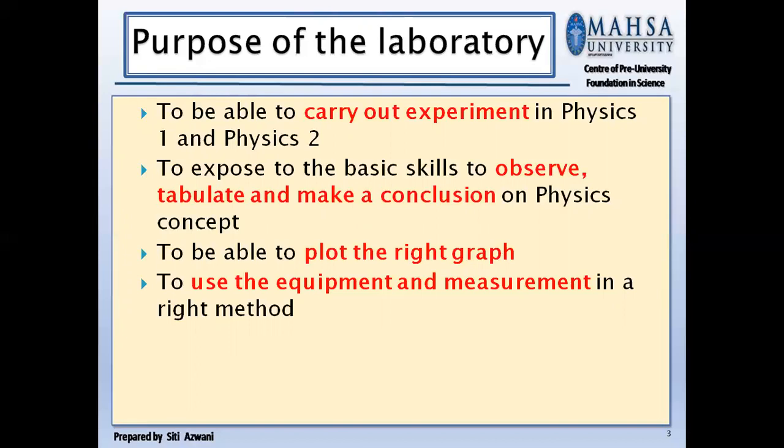For example, you have an experiment to calculate the acceleration due to gravity. The constant value of the acceleration due to gravity is 9.81. So you need to do your experiment, and you must have the skill to observe, to write the data, and to discuss the result. Then at the end of your experiment, you make a conclusion from the experiment.